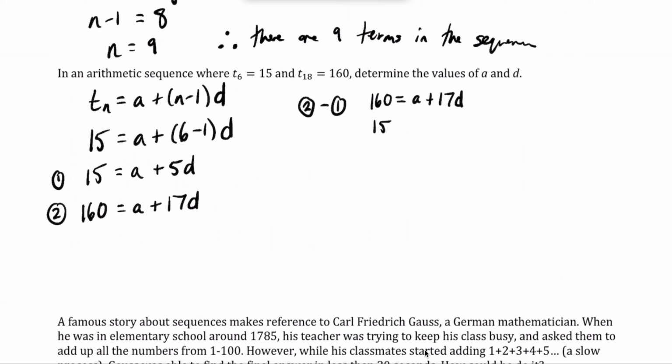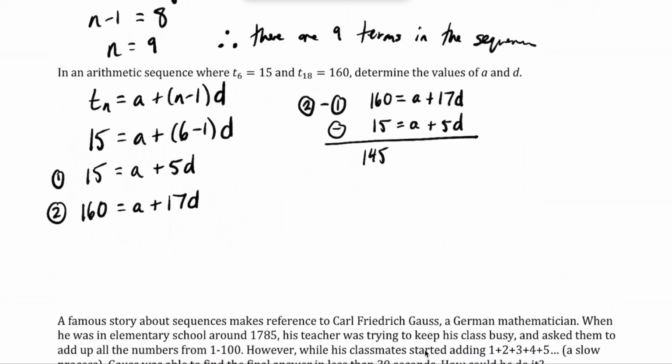And in this case, I'm just going to subtract. So 160 subtract 15 is 145. A subtract A disappears. That's the eliminating part. And this is equal to 12D. And that means that D is equal to 145 over 12.